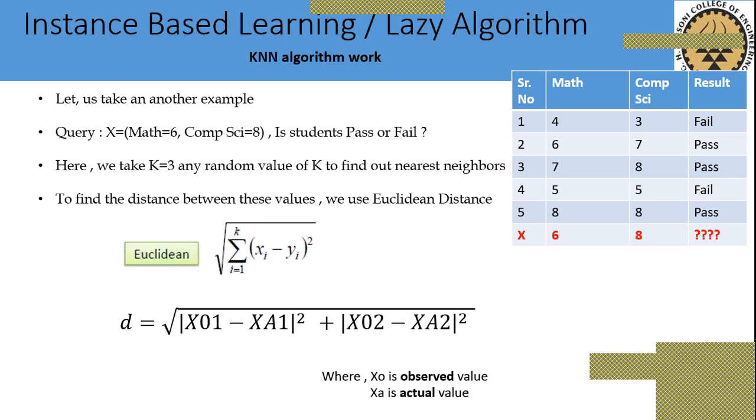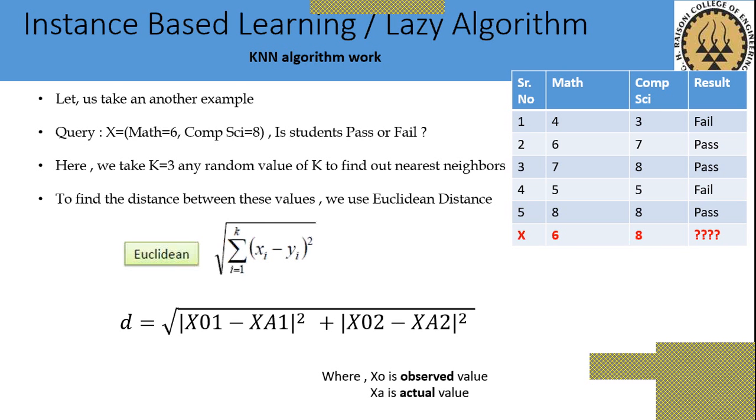So here we take the value of k equal to 3. You can take any value, I already told you that. You can take k equal to 5, 7, anything. But for simplicity, I am taking k equal to 3 here. And to find the nearest neighbor, there are lots of distance formulas used, but Euclidean distance is very popular and widely used to find the distance between 2 points.